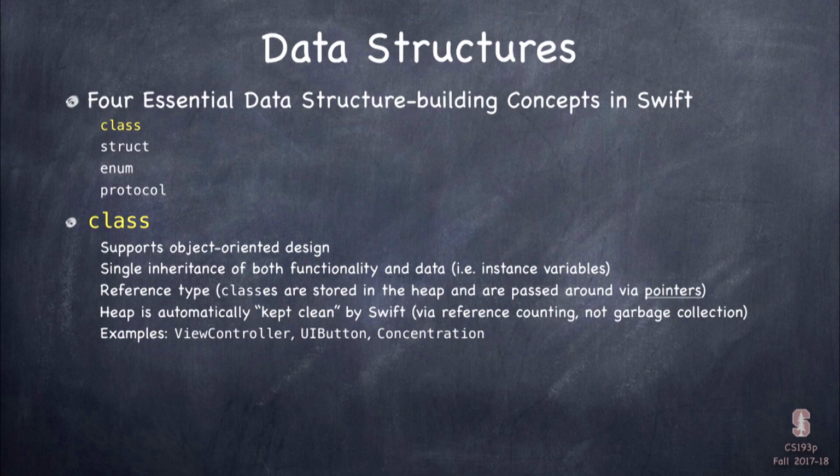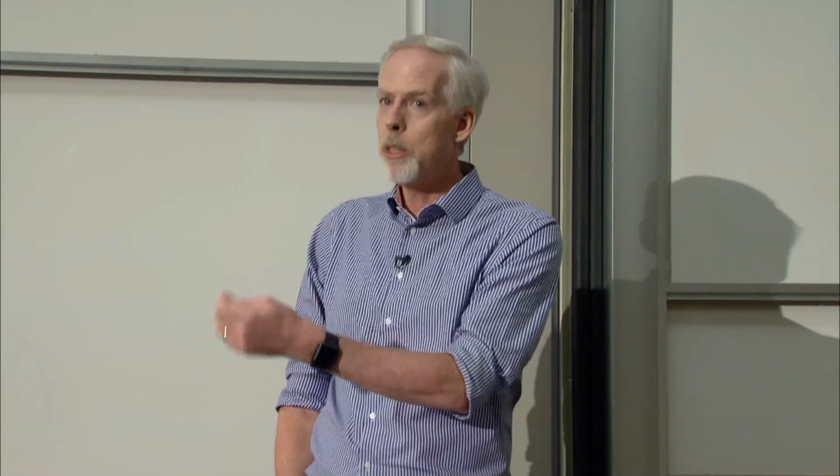So how does reference counting work? Okay, we need to talk a little bit about that. So let's take a little detour here. By the way, examples of classes we've seen, of course, are UIViewController, which is our subclass of it, UIButton, UILabel, Concentration, we made that a class. Those are all classes, not structs, right? All right, so let's talk about how this automatic reference counting thing works.